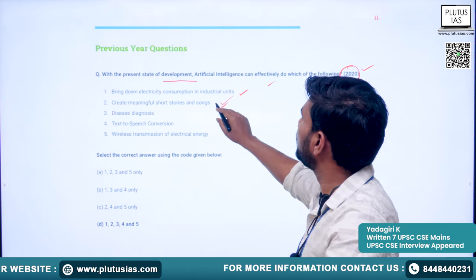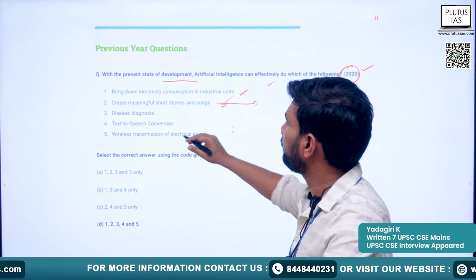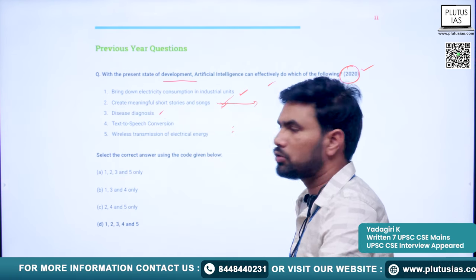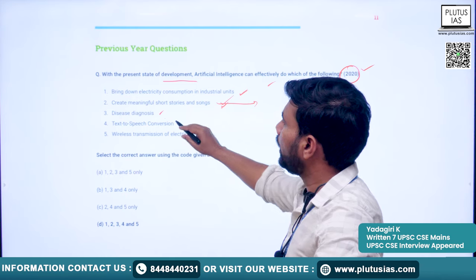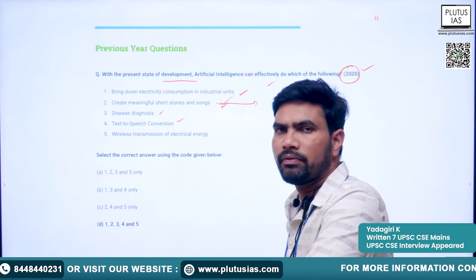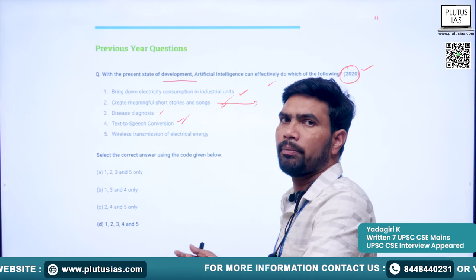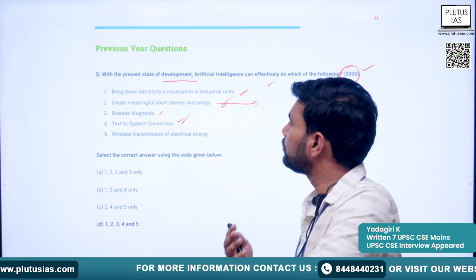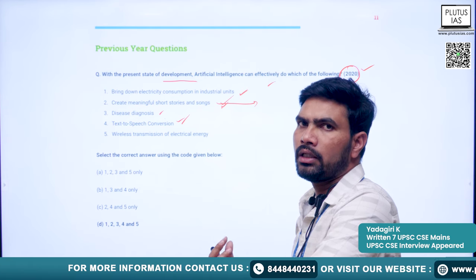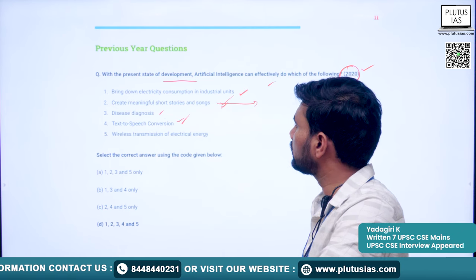So this we can see, it is already happening through ChatGPT and Gemini. Disease diagnosis, it is also possible. Text to speech conversion, so in natural language processing we have seen. So it is also possible. We can feed that text into a system and it can produce the voice, an artificial intelligent machine can produce the voice.